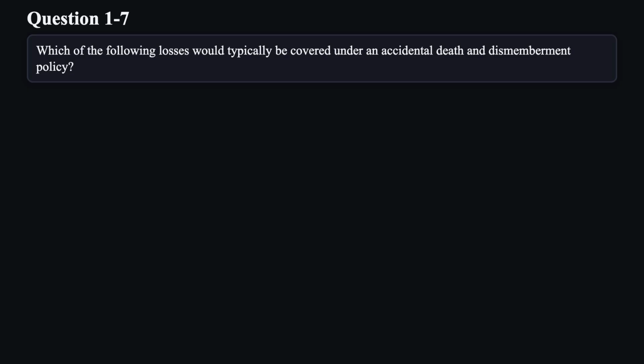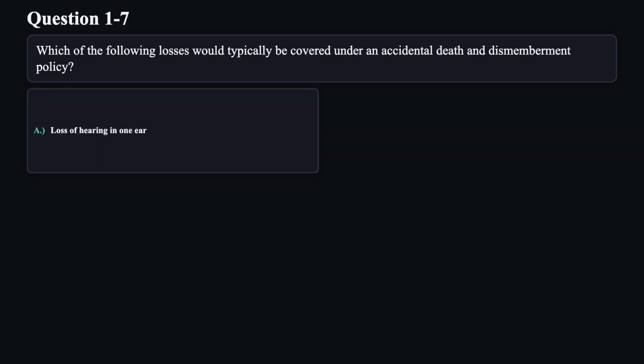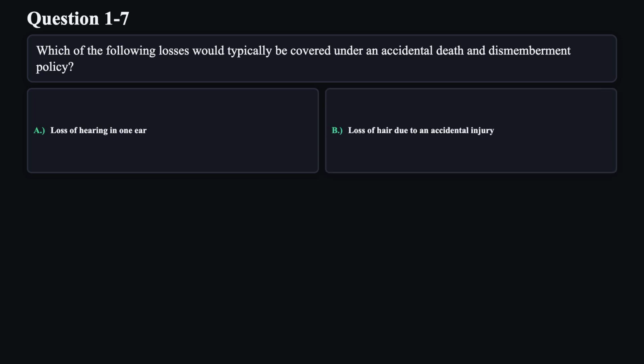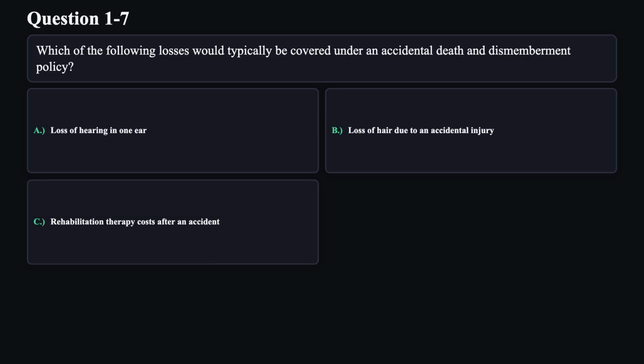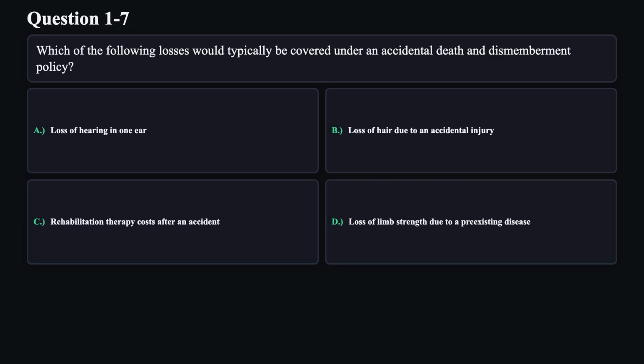Question 7. Which of the following losses would typically be covered under an accidental death and dismemberment policy? A. Loss of hearing in one ear. B. Loss of hair due to an accidental injury. C. Rehabilitation therapy costs after an accident. D. Loss of limb strength due to a pre-existing disease.